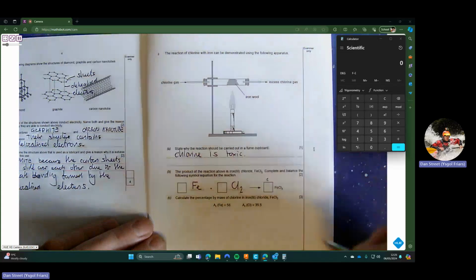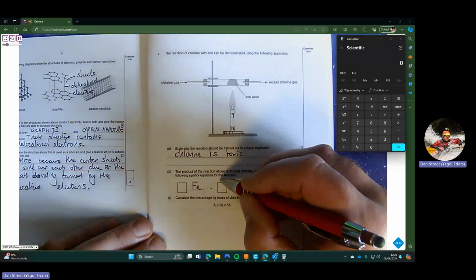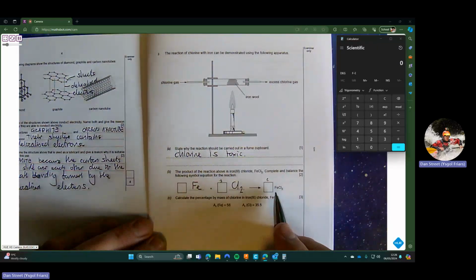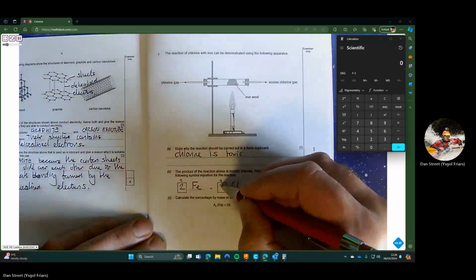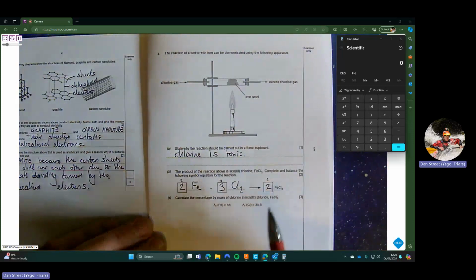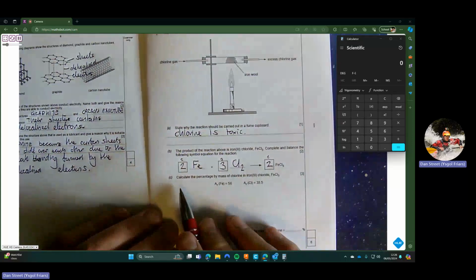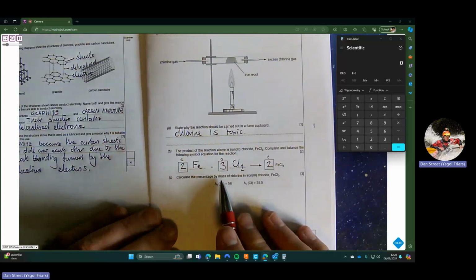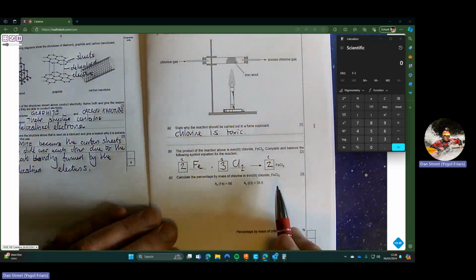So if we tentatively put a 2 there, that will give us 6 chlorines on this side, so we'll need 3 here. Okay, and by doing that, it means we'll need 2 irons here, so that's a finished product. Okay, so we'll just double check: 2 irons, 6 chlorines altogether. 2 times 3 is 6 chlorines altogether. Okay, so this next question, calculate the percentage by mass of chlorine in iron 3 chloride. Okay, so this is definitely something you might be expected to do, as is the balancing of the equation.